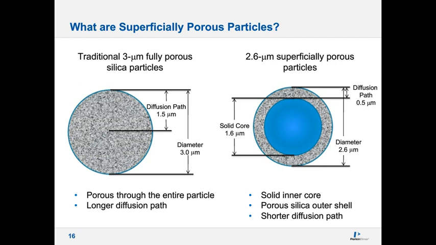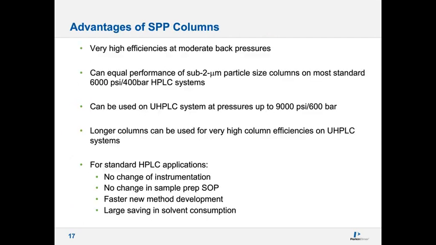So what are some of the advantages of SPP columns? With a shorter diffusion path within the SPP particle itself, coupled with a uniformly packed bed and ultra-inert silica surface, reductions in runtimes can be observed. This can speed up method development, improve productivity, and also result in large savings in solvent consumption.